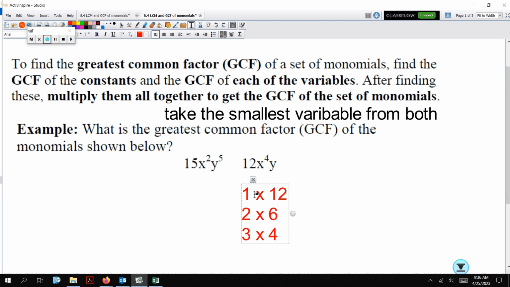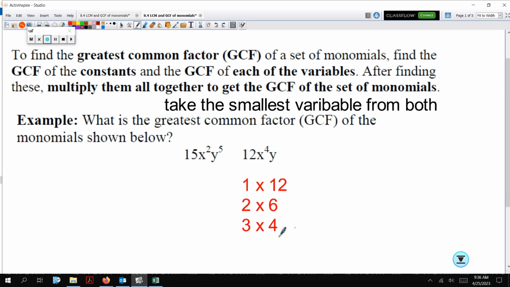So now I'm going to go down my list, because I want the biggest little piece. These are all the little pieces that make 12, my smallest number. Well, 12 doesn't go in, so that's out. Does 6 go into 15? No. Does 4 go into 15? No. Does 3 go into 15? Yes. So that means the greatest common factor for the numeric part, the constant or the coefficient, is 3.